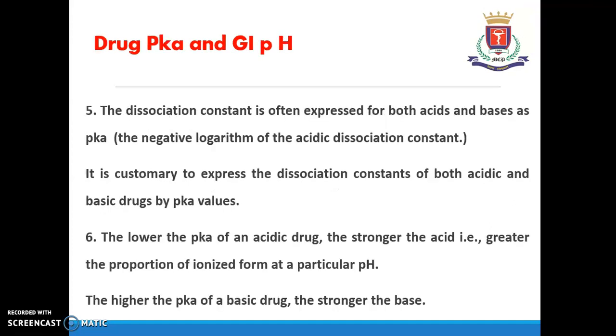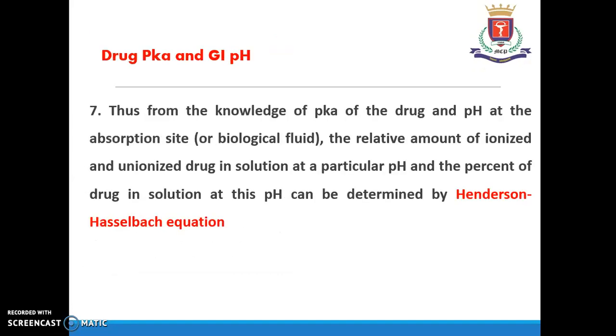Next assumption: the dissociation constant is expressed for both acids and bases as a pKa value, that is the negative logarithm of the acid dissociation constant, and it is customary to express the dissociation constant for both acidic and basic drugs by pKa values only. The lower the pKa of an acidic drug, the stronger is the acid and the greater the proportion of ionized form at a particular pH. The higher the pKa of a basic drug, the stronger is the base.